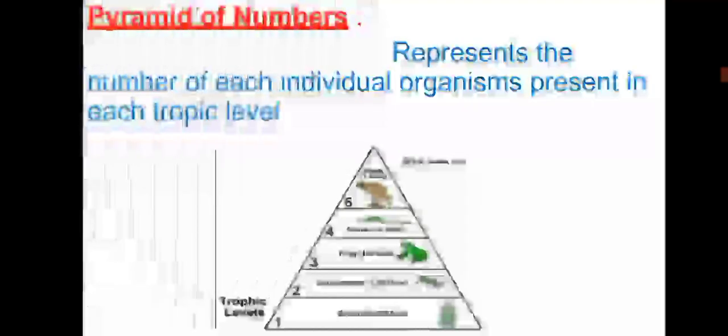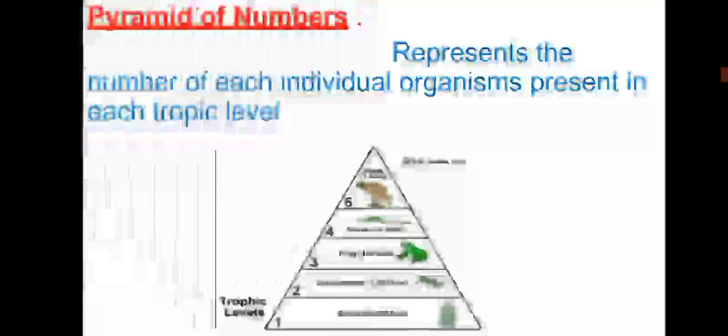Pyramids of numbers represent the number of each individual organisms present in each trophic level. So this level can be expressed in terms of pyramid shape. Each pyramid consists of each trophic level. In each trophic level, the producers occupy, then primary consumer, secondary, tertiary, and finally decomposers.